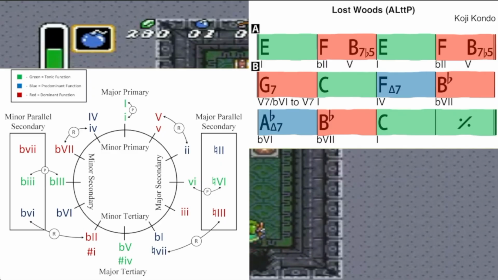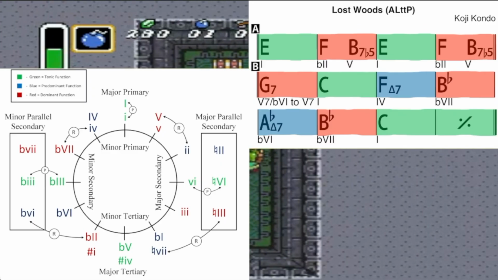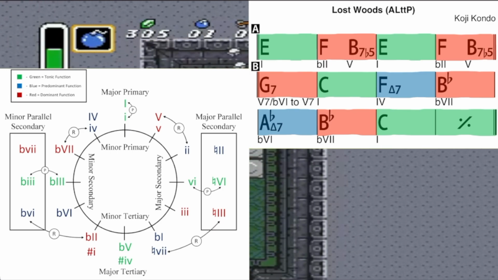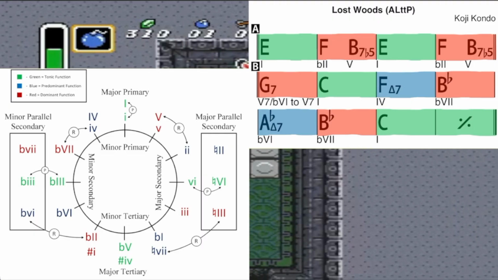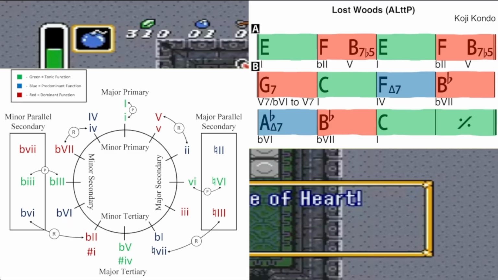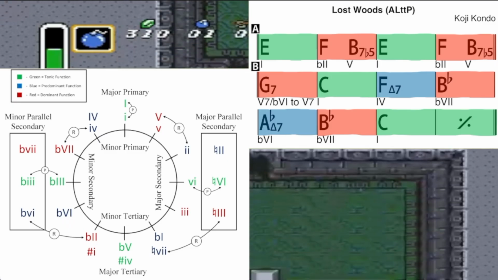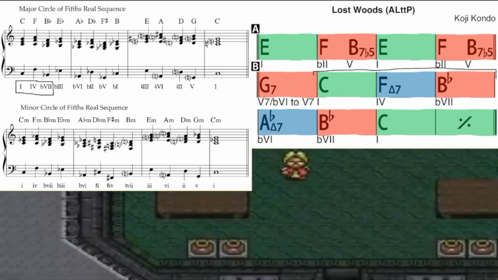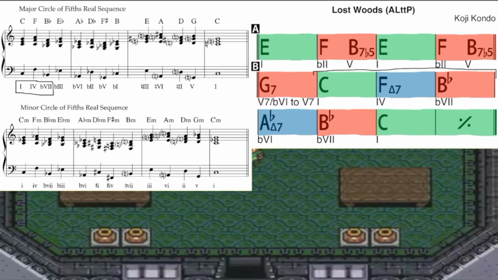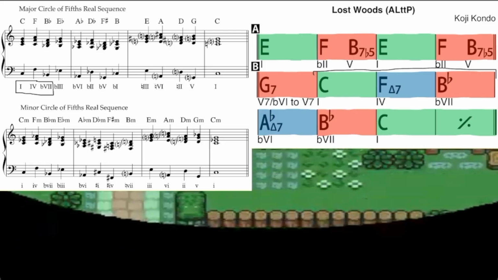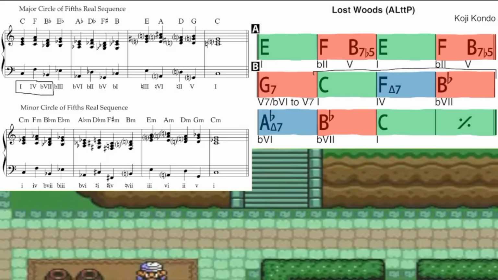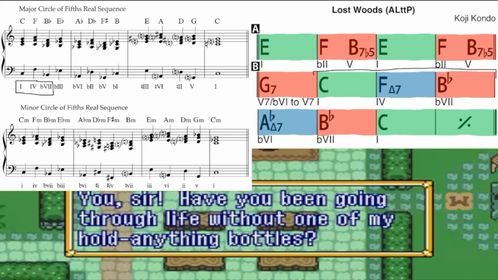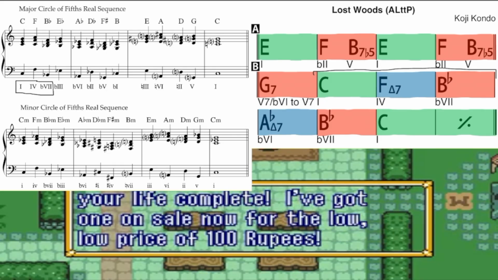So now let's take a look at the B section in isolation. What we have at the beginning here, after it resolves to C, is a 1-4-7 progression, which is the very beginning of the major circle of fifths real sequence, which is just the normal circle of fifths, but you retain the interval in the bass, and you also retain the chord quality. So it'll sound something like this.